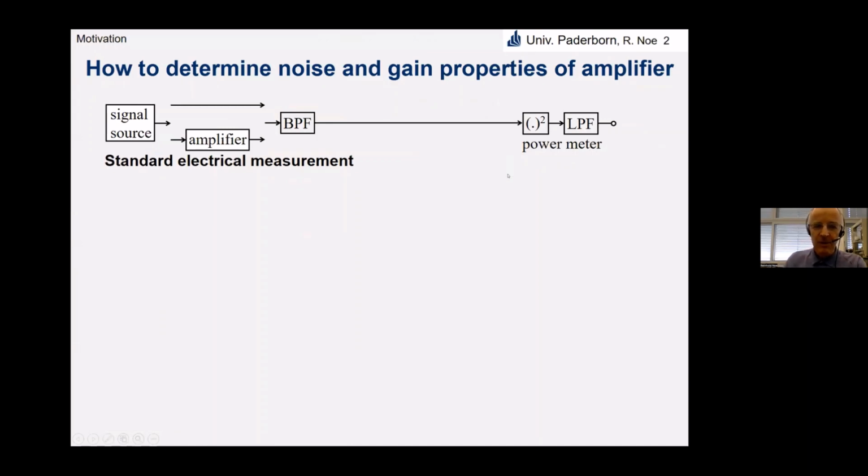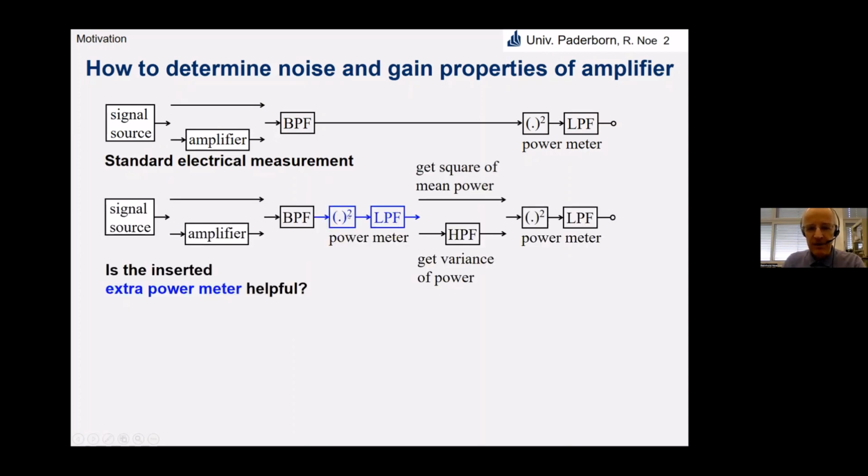How do you determine the noise and gain properties of an amplifier? You have a signal source, a bandpass filter, and a power meter. You measure the noise of the signal source alone and then with the amplifier. That's the standard electrical measurement.